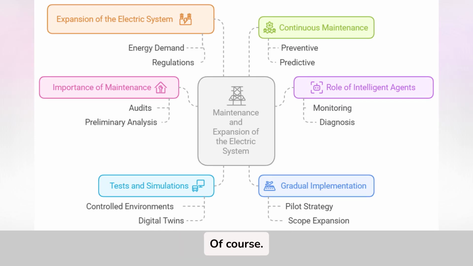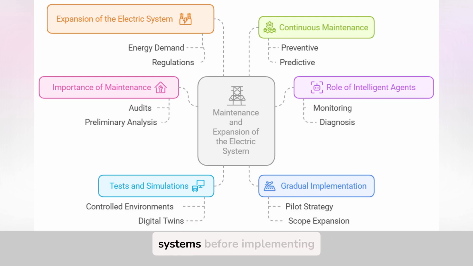Of course. Imagine an agent that continuously monitors the condition of the transformer and prioritizes interventions according to the impact on the network or production. This agent could detect abnormal levels of dissolved gases in the oil, predict a failure, and recommend immediate action. Sounds very useful. But how do you ensure the effectiveness of these systems before implementing them?